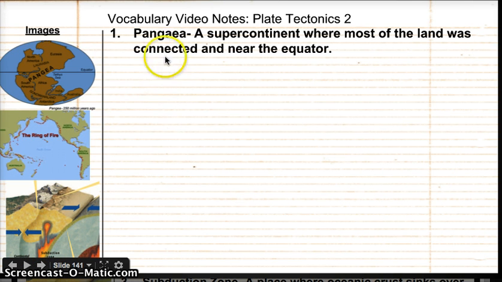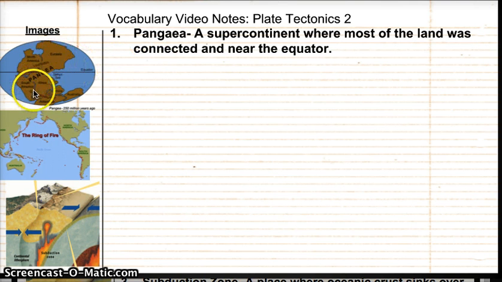First term is Pangaea, and it is spelled a little different than what you would expect. The word actually comes from Latin, which means all earth or connected earth. And there it is right here. Pangaea is when the earth, all the land at least, was connected in a supercontent. And then it was mostly near the equator. A lot of the land was near the equator.